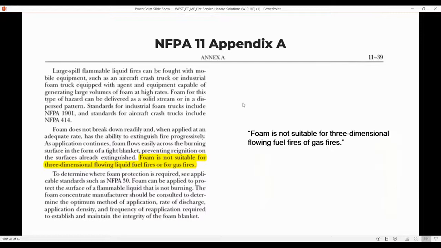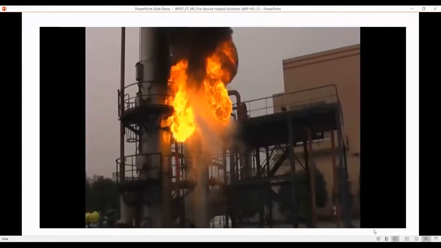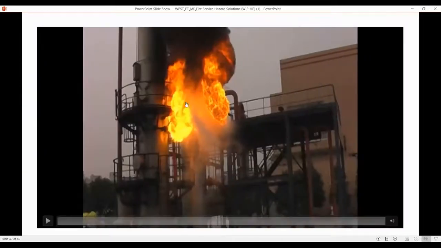And when we look at the NFPA 11 foam standard and we look at the annex, we see right in there, foam is not suitable for a 3-dimensional flowing fuel fire or for gas fires. So though fuel was the product, foam is the product that the fire department goes to 99% of the time when fuels are involved in fire, depending on the application, it's not a suitable product to extinguish that fire.